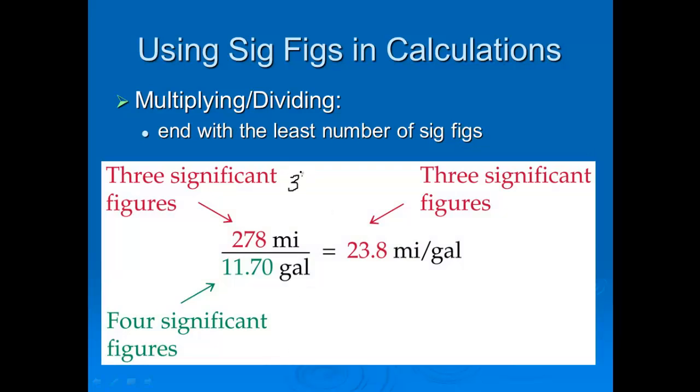And then last but not least, same thing. This one has 3 significant figures. This one has 4. So when I do my math, I can only report 3.